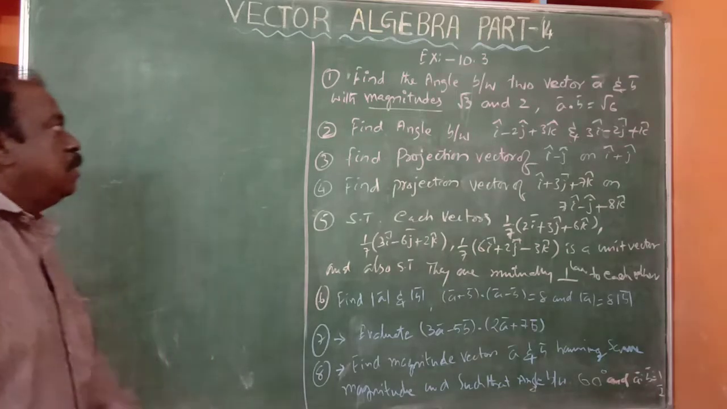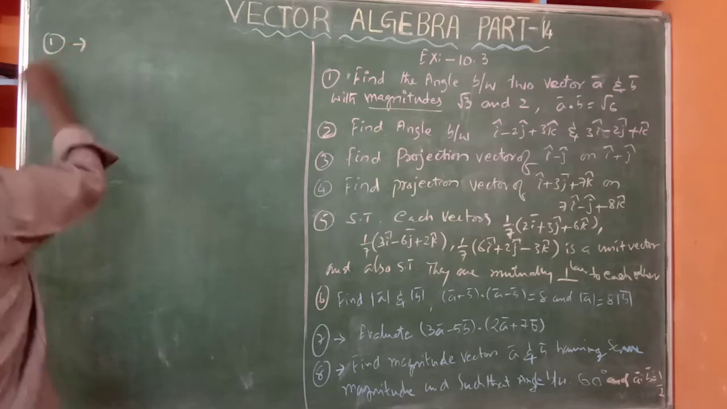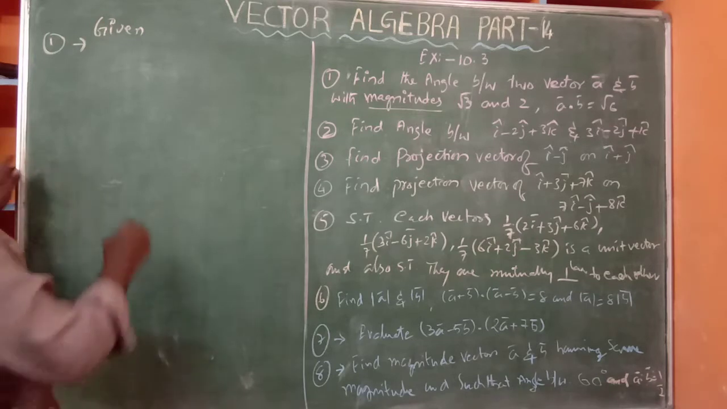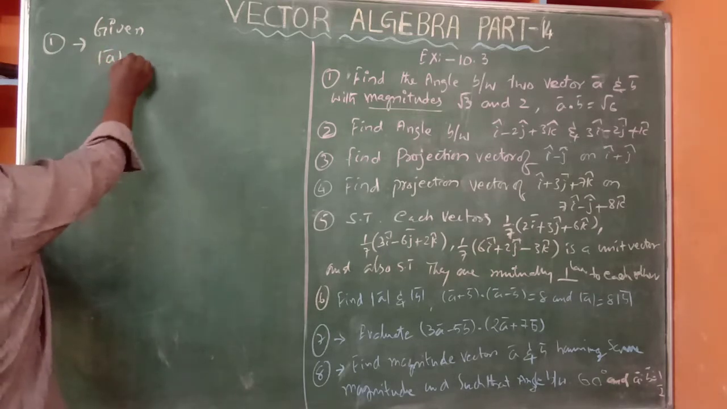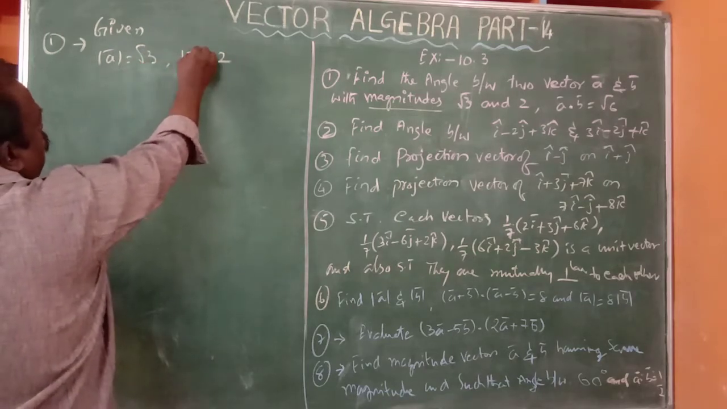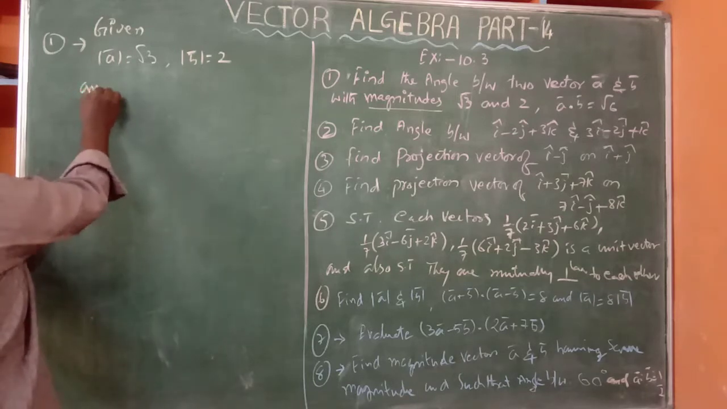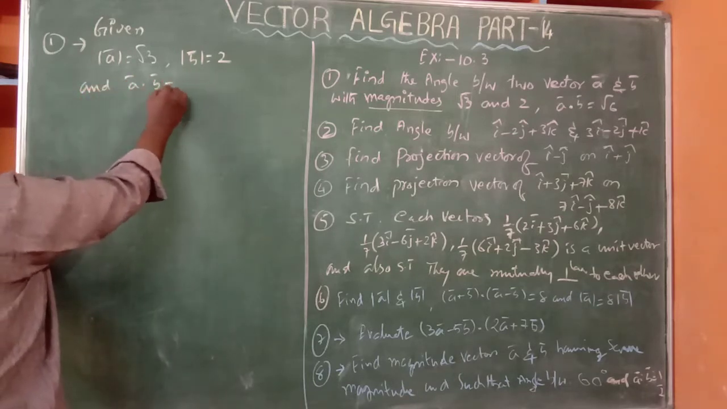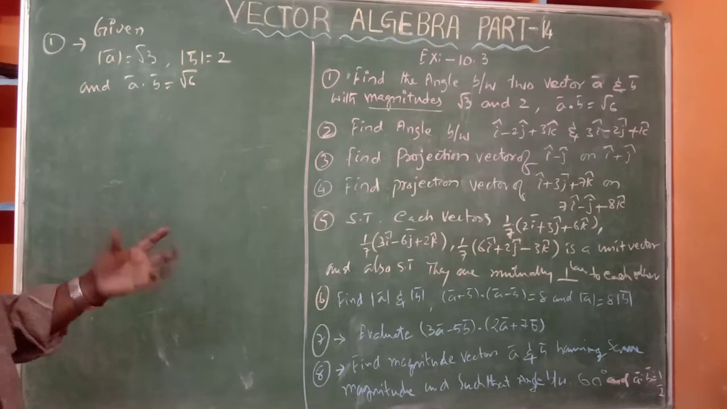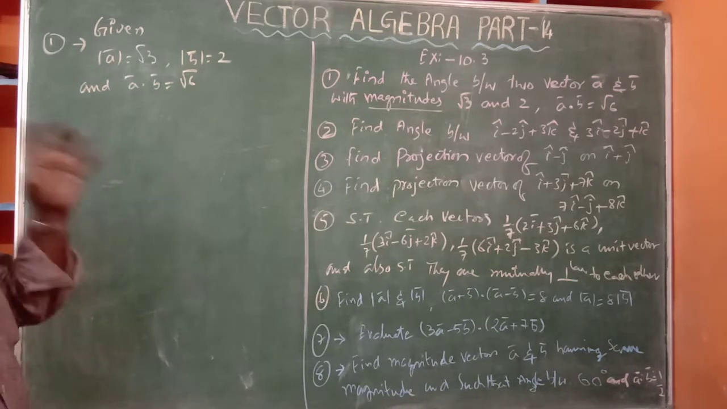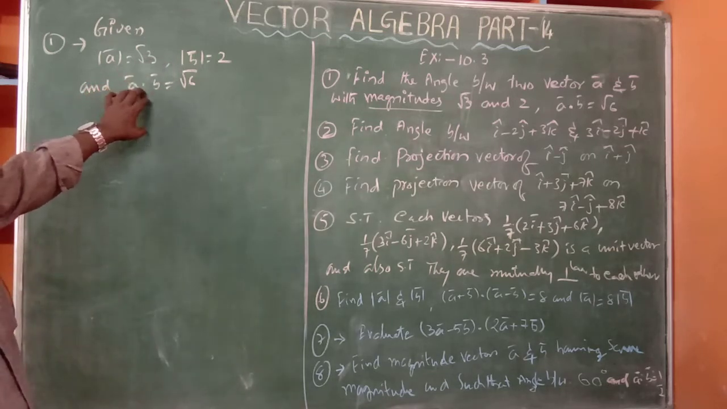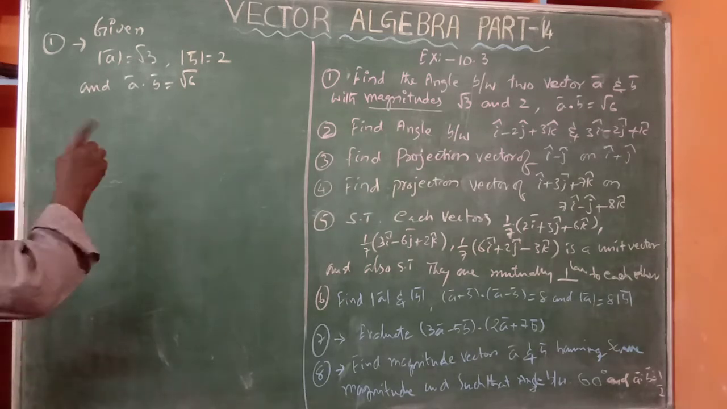Okay, now you see, given, slowly try to understand it. Given modulus of A bar is equal to root 3, modulus of B bar is equal to 2, and A bar dot B bar is equal to root 6. We are given the data: the magnitudes, the lengths of vectors, are given as root 3 and 2, and the dot product, scalar product, is root 6. But we are asked to find the angle.